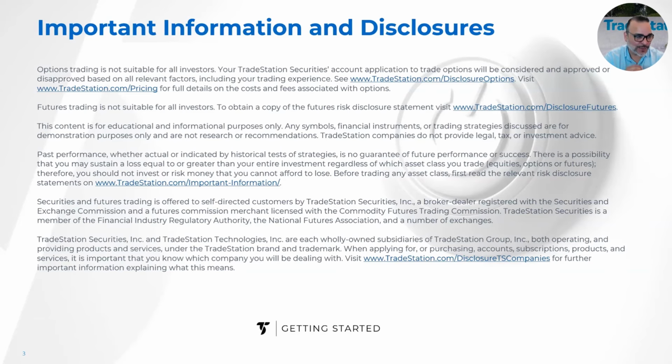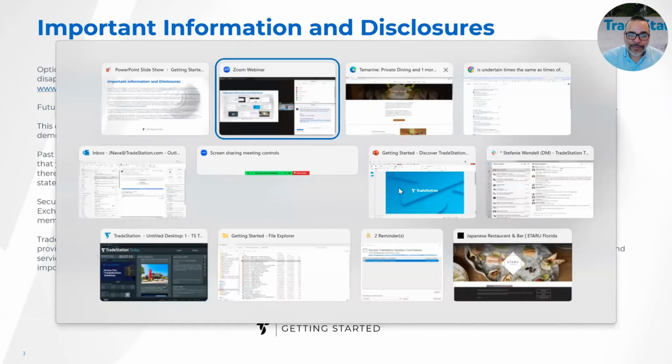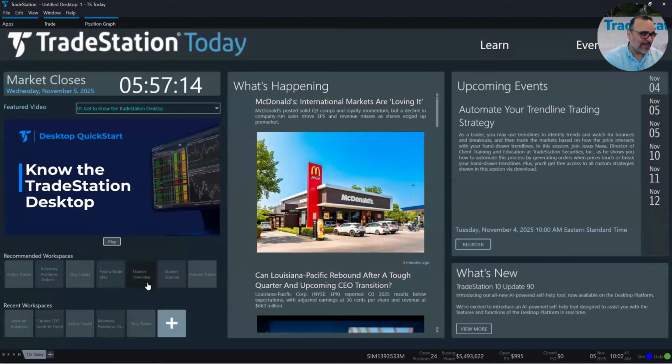Okay. Let me go ahead and switch over to my TradeStation platform and let's get this class started. All right. We are looking at the TradeStation platform at the moment. What I have open here is a TradeStation Today workspace. This is how TradeStation loads up if it's the first time you're looking at this. TradeStation Today was designed to give you information about what's happening in the markets at the moment. That's why you have the news feed right there in the middle. We also give you a small calendar of events here on the right-hand side.